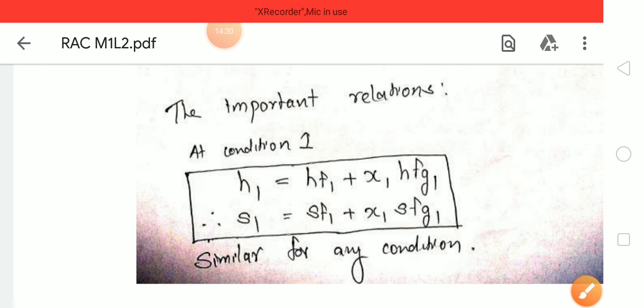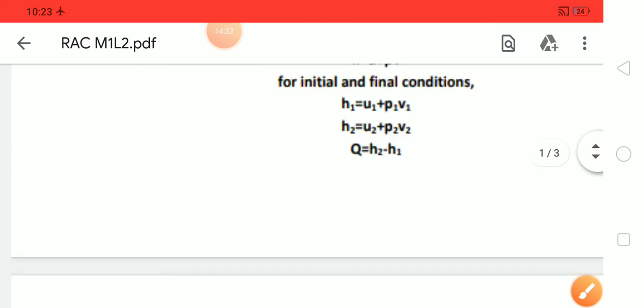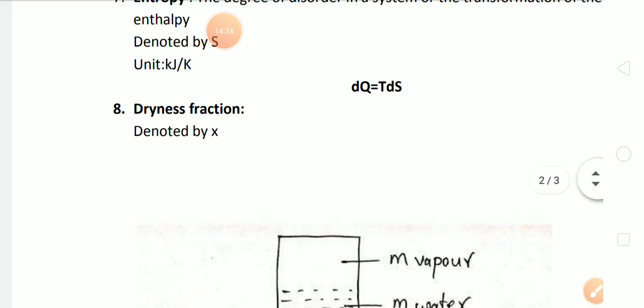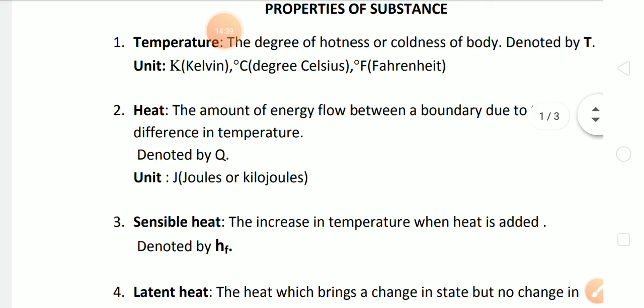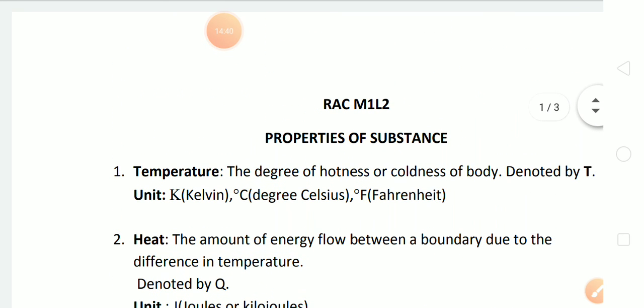I have mentioned several things, starting from the bottom: dryness fraction, entropy, enthalpy, specific heat, latent heat, sensible heat, heat, temperature. These many things you have to know definitely for doing the problems.